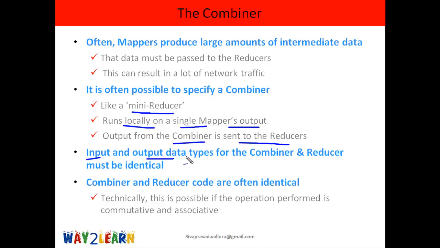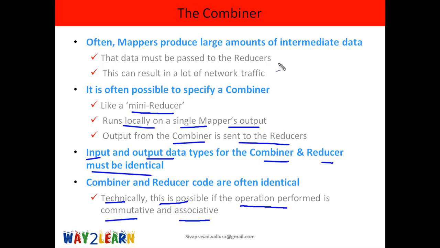Input and output data types for combiner and reducer are identical. As I told you, we generally use the reducer class as a combiner only, so they are equal, identical. Technically this is possible if the operation performed is cumulative, commutative and associative. Okay, so let us take an example.